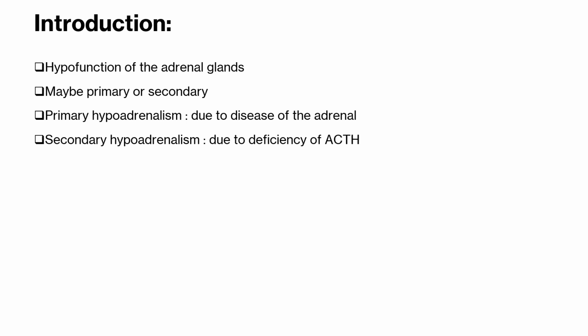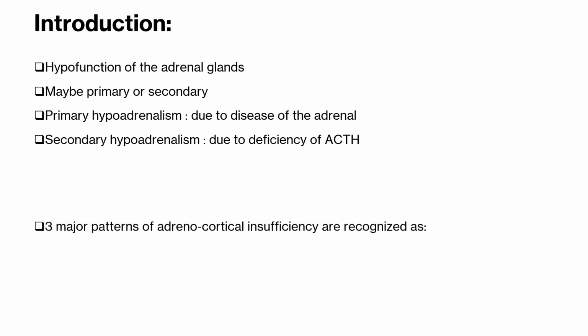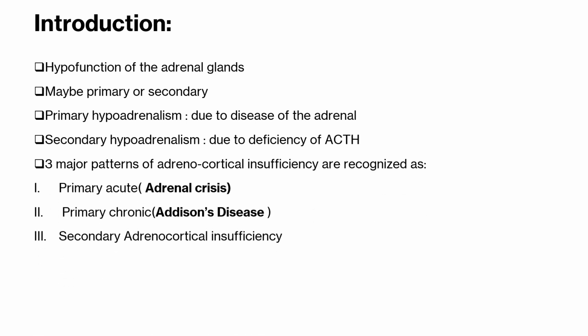So adrenocortical insufficiency is present in three major patterns: primary acute adrenocortical insufficiency, that is called adrenal crisis, next is primary chronic adrenocortical insufficiency, often called Addison's disease, and next one is secondary adrenocortical insufficiency. So let's begin with primary acute adrenocortical insufficiency, which occurs in a variety of clinical settings. The patient is already suffering from this primary acute adrenocortical insufficiency.